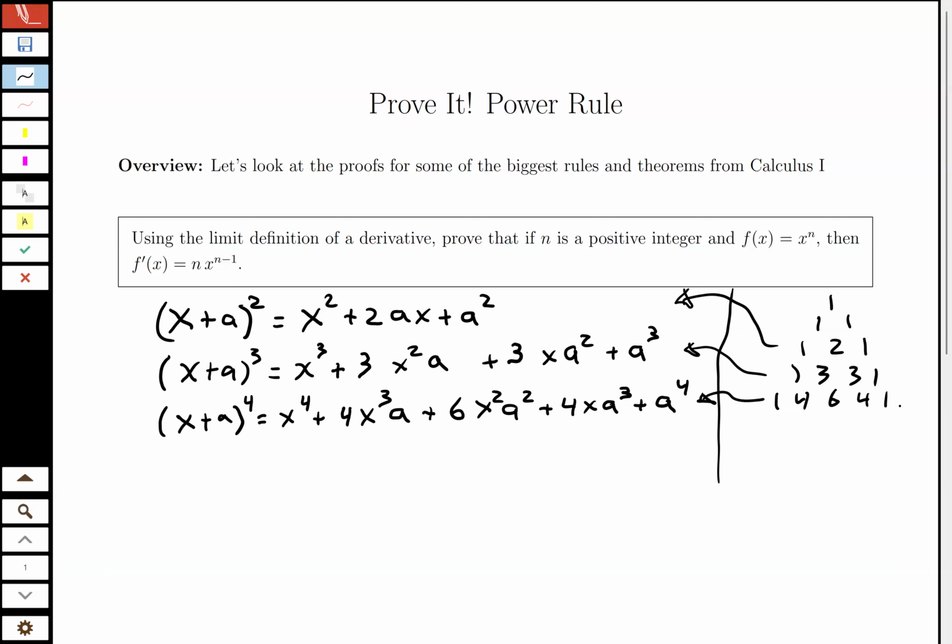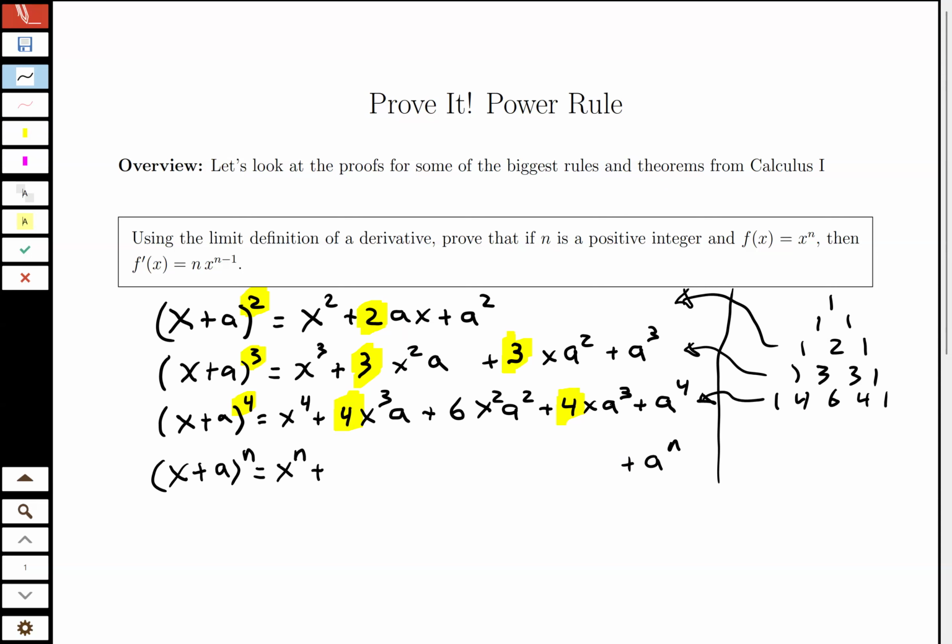And more generally, if I'm looking at (x + a) to some nth power, it's always going to start out with x to the highest power. It's going to end with a to the highest power. And interestingly enough, check this out: 2, 3, 4. So whatever number the power is, that's going to be the second coefficient and the second to last coefficient. It's looking at sort of those outside pieces of the triangle.